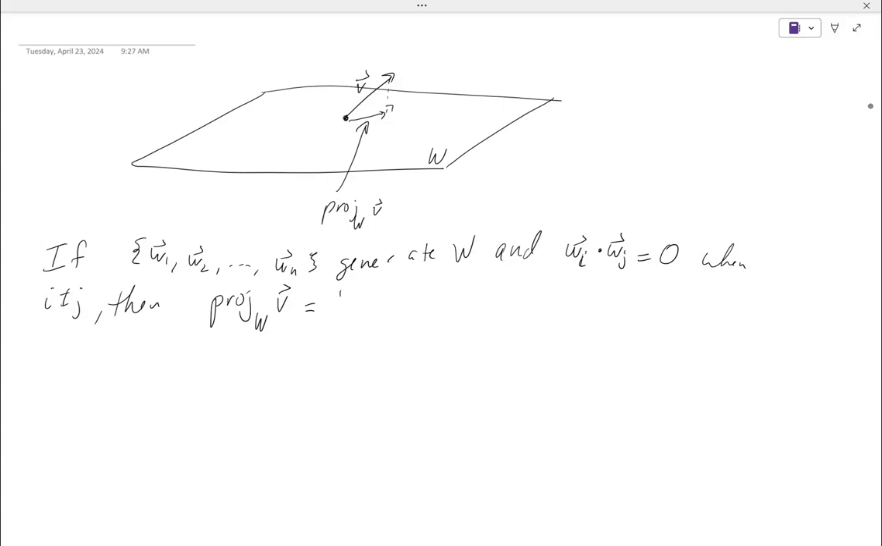I can take my V, dot it with W1, divide by the length of W1, and then do W1. Notice this, we talked about this last time. This looks like your projection formula of a vector onto W1, right? And we just keep doing this all the way through all of those basis vectors.